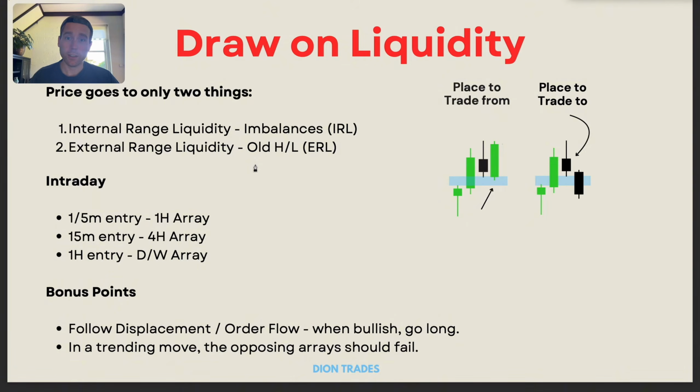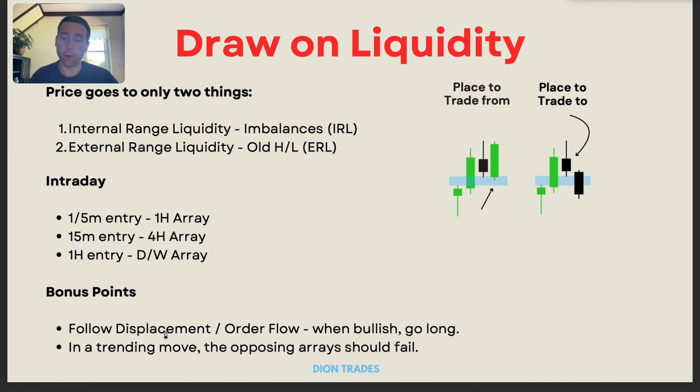And remember, when identifying key levels, all we did was go through daily, weekly, monthly, and mark out old highs and lows, external range liquidity, and value gaps, internal range liquidity. And you use time frame alignment for your actual execution. So if you have a daily or weekly array, you can use 1 hour structures, more for the swing traders. If you're 4 hour array, you can use 15-minute entries. And if you're 1 hour array, you can even go to the 1 and 5 minutes. But more on that in the examples we're going to discuss later in this video.